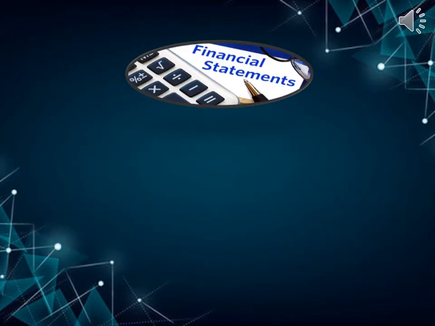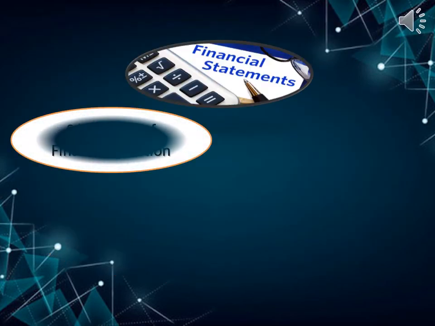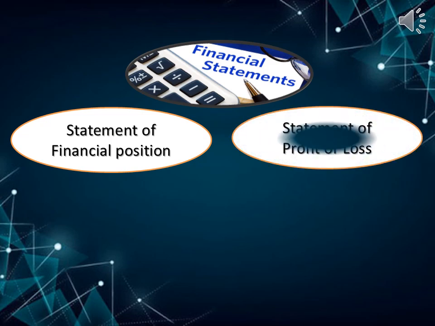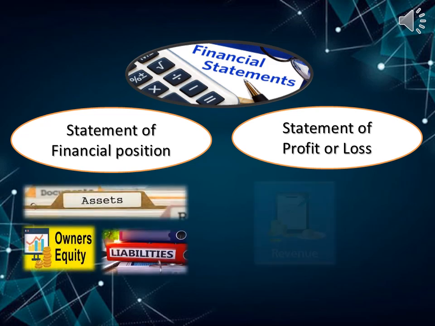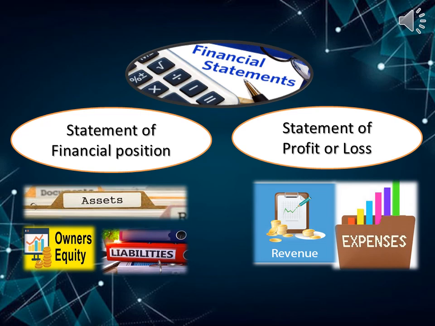In the previous session, we already looked at the elements of the statement of financial position and statement of profit or loss. Based on the elements of both statements, business transactions can be classified into these 5 categories, which are assets, owner's equity, liabilities, revenues, and expenses.